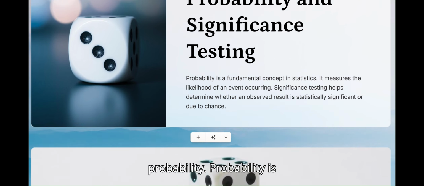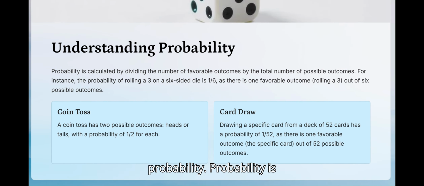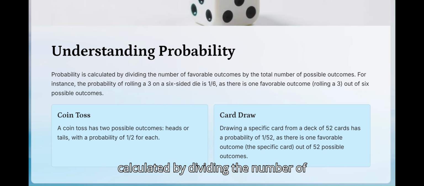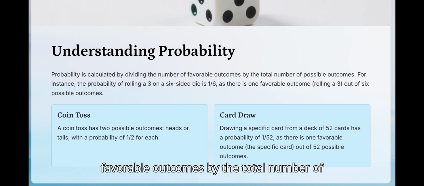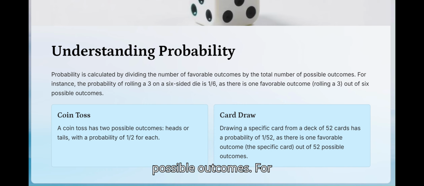Understanding probability. Probability is calculated by dividing the number of favorable outcomes by the total number of possible outcomes. For instance, the probability of rolling a 3 on a 6-sided die is 1/6, as there is one favorable outcome, rolling a 3, out of 6 possible outcomes.